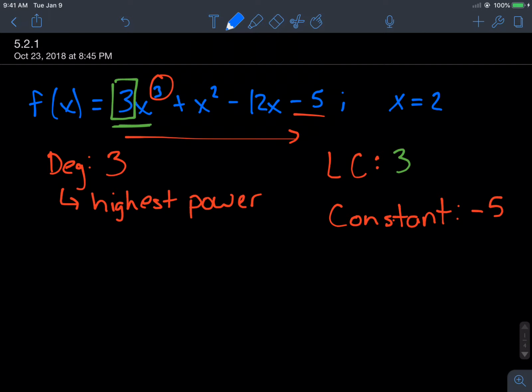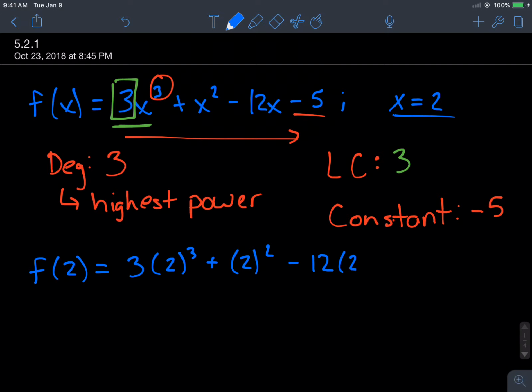Then the other thing to do is evaluate the polynomial for a given value. Here we're given x equals 2, so let's find f of 2. We just plug in 2 and crunch that out. Just remember that whenever you see "evaluate" in any directions, your answer should probably be a number. You're going to have a number as your final answer.